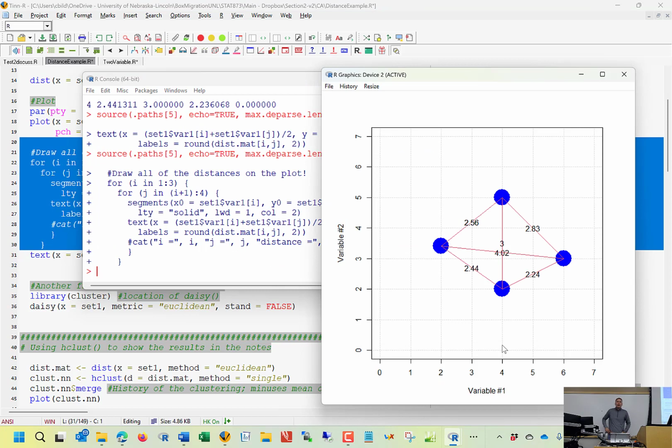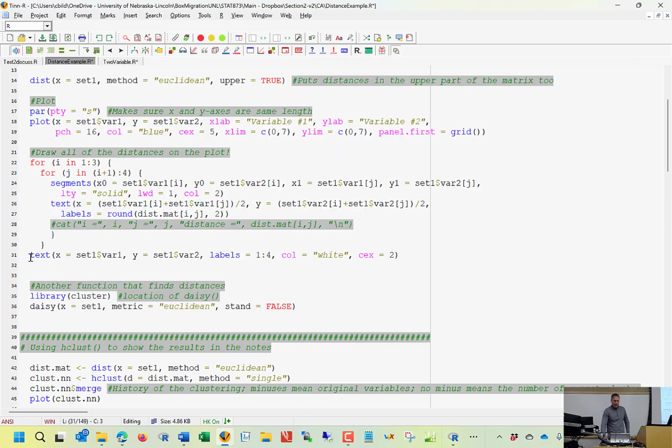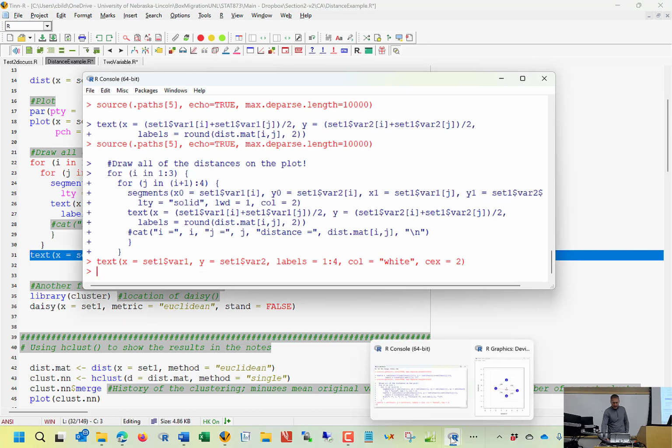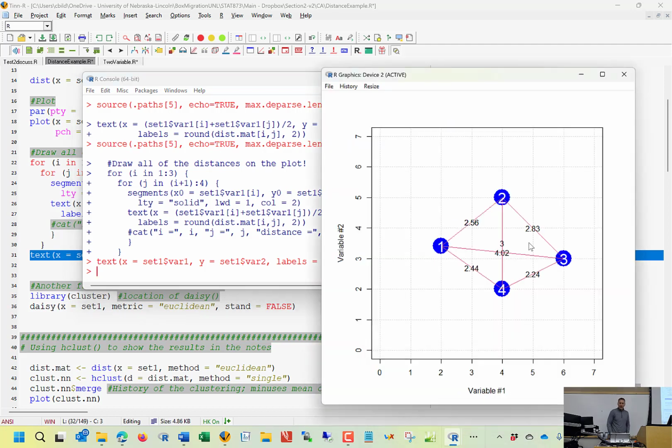And now I get all my red lines. I have all my distances. Last thing I need to do is plot the actual observation numbers. And I use the text function to allow me to do that. The labels argument is just simply the numbers 1, 2, 3, and 4. Color is white. cex equal 2, meaning we're going to make it twice the default in terms of size. And there's my plot. Any questions? Okay.